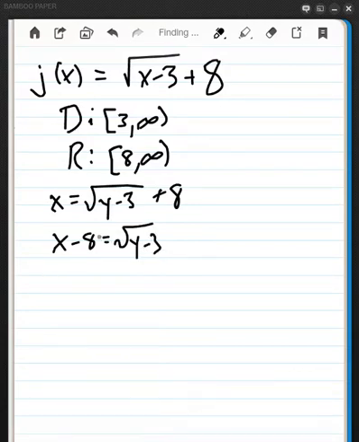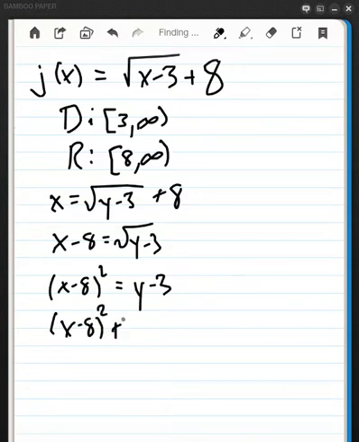Keep in mind that when you square both sides, the whole side gets squared. So the entirety of x minus 8 gets squared. And when you square this side, you just get y minus 3. We're going to add 3 to both sides. x minus 8 squared plus 3 is equal to y. Alright, so there we have our inverse.